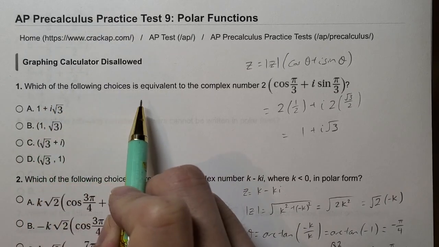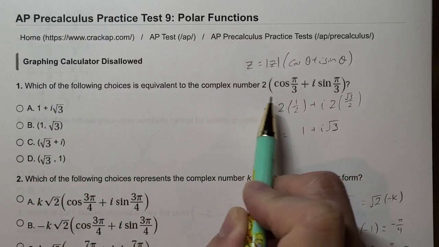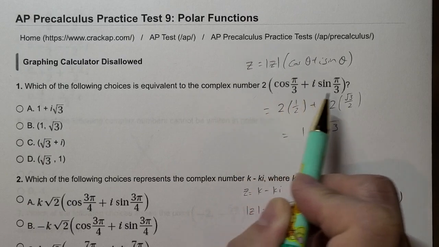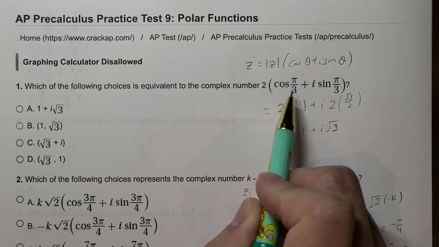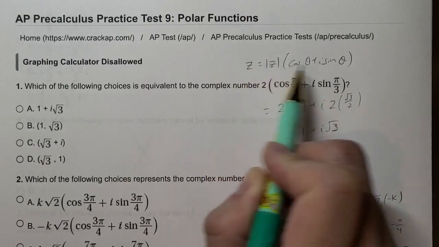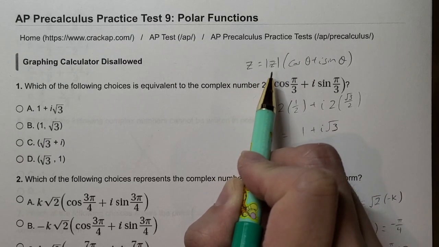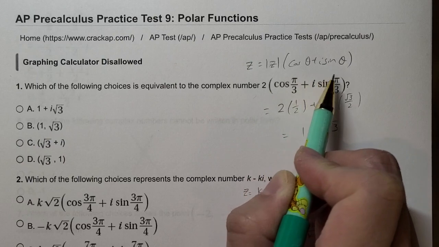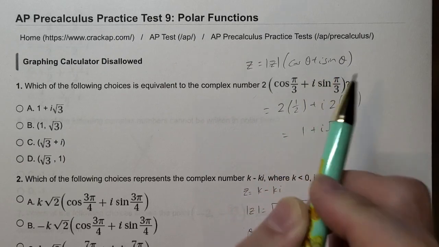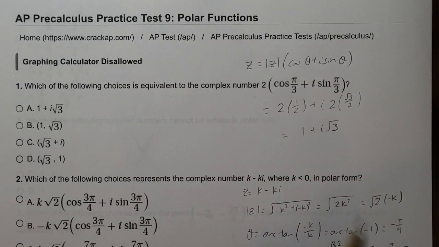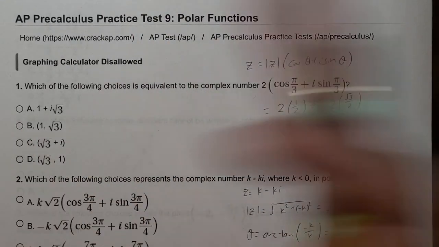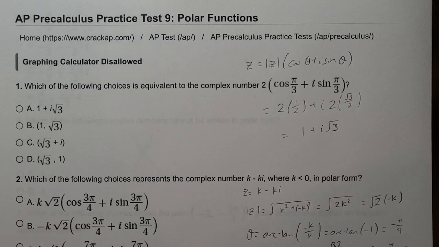Number one, which of the following choices is equivalent to this complex number? So this is basically asking you to convert from polar form. This is in polar form, in this general type of form. Some complex number z is equal to the magnitude of z times cosine of theta plus i sine theta, where theta is the angle between the y and the x component, or arctangent of y over x. And that's the polar angle of the complex number.